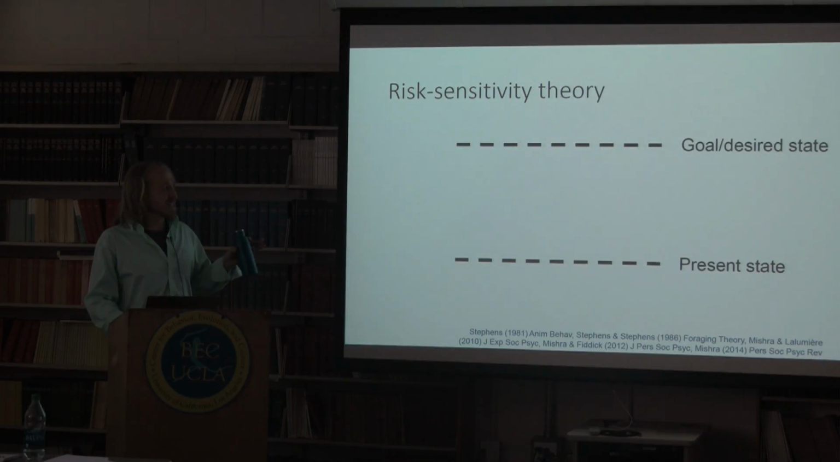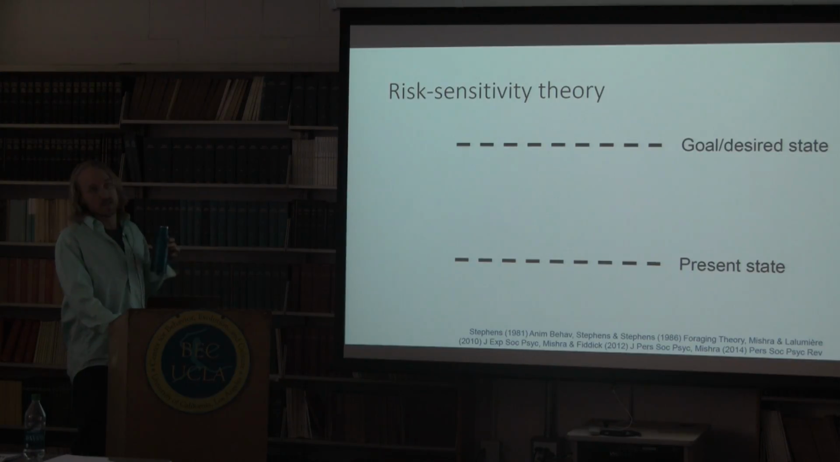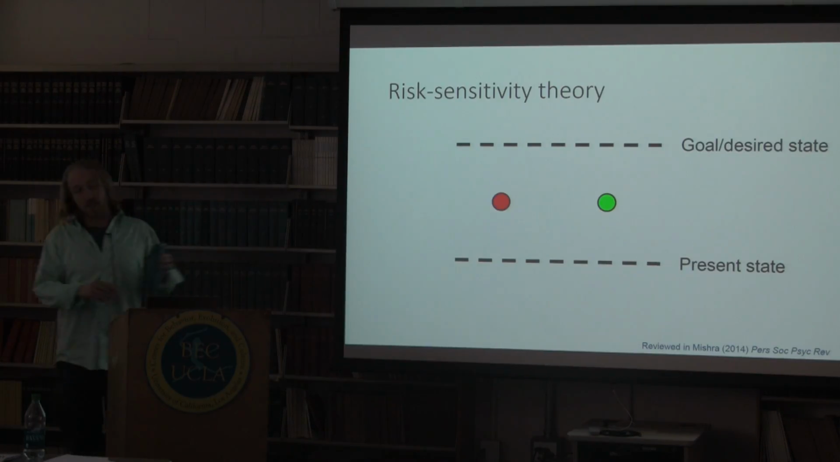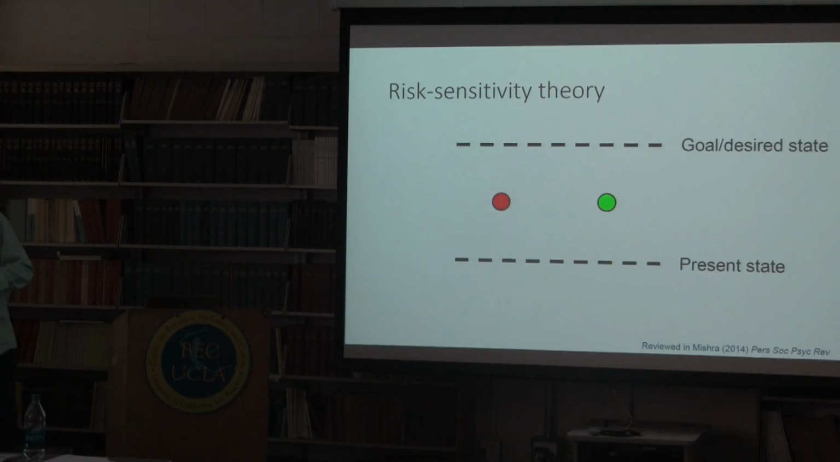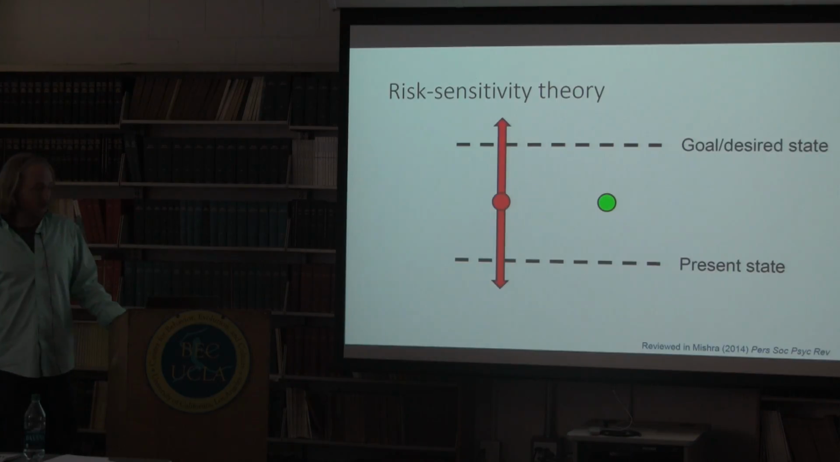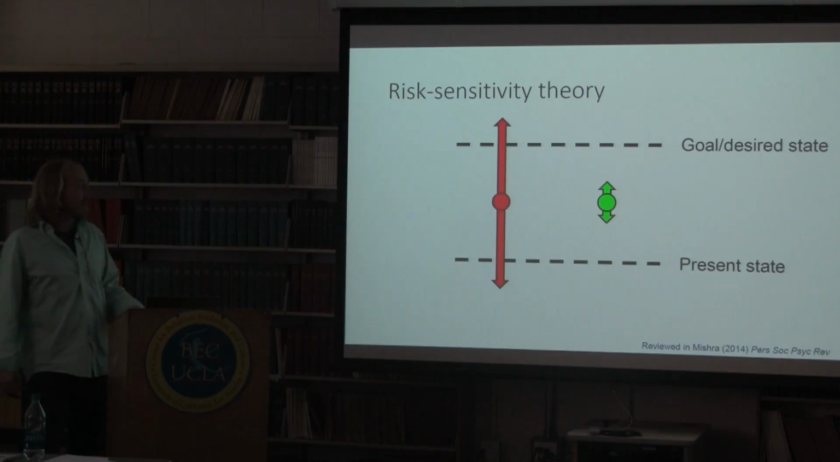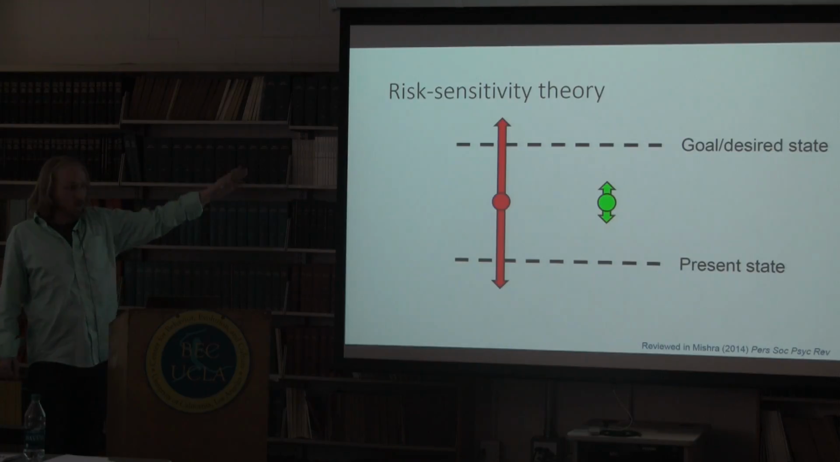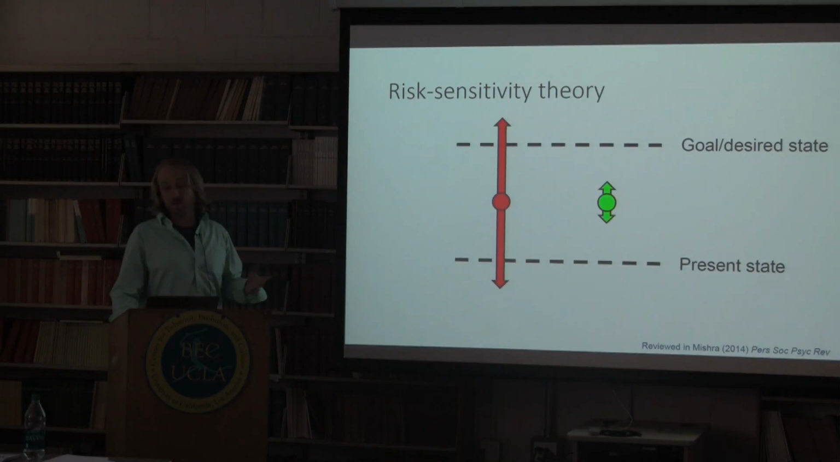So to formalize this risk sensitivity theory idea, if we're at some present state, we need to get to a goal desired state, like not starving. You've got two options that both on average are going to get you halfway there, but one of them has a lot of outcome variance associated with it and the other has low variance. You pick the higher variance outcome because you have a chance of meeting your goal. There's no reason to take the low variance one because you can't reach your goal that way.